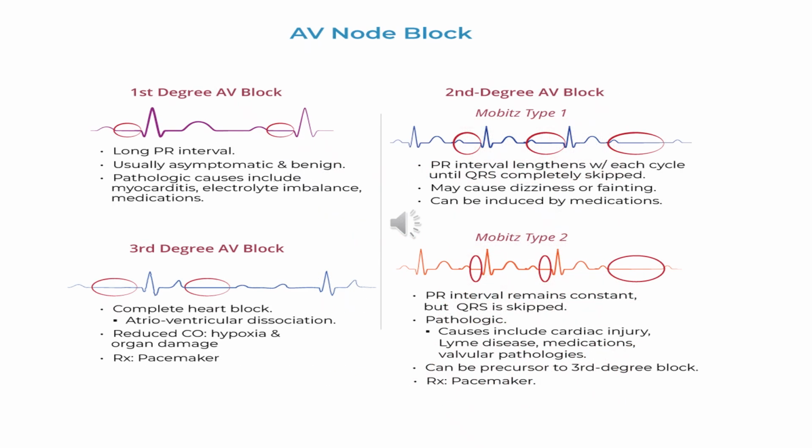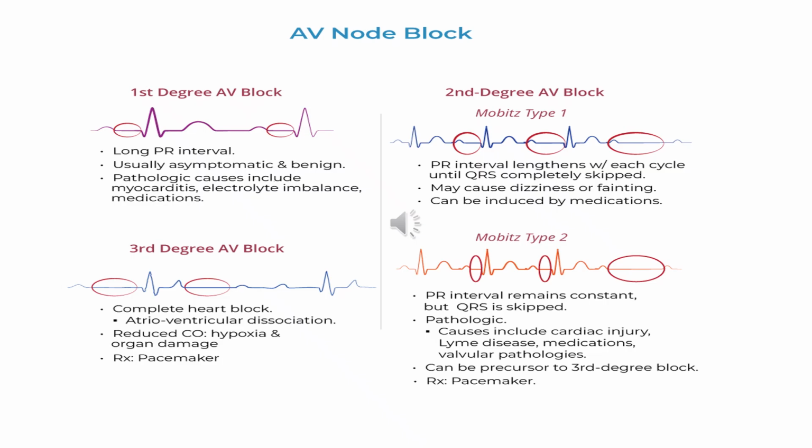So with our first degree heart block, most of the time, this is going to be asymptomatic and benign. And this is just a PR interval that is greater than 0.20 seconds. So what's going on is the impulse is taking a little longer to go from the atria to the ventricles. And you'll see this sometimes as a normal variation in patients, or you'll see it in well-trained athletes. But it's important to recognize that it can also be pathologic.